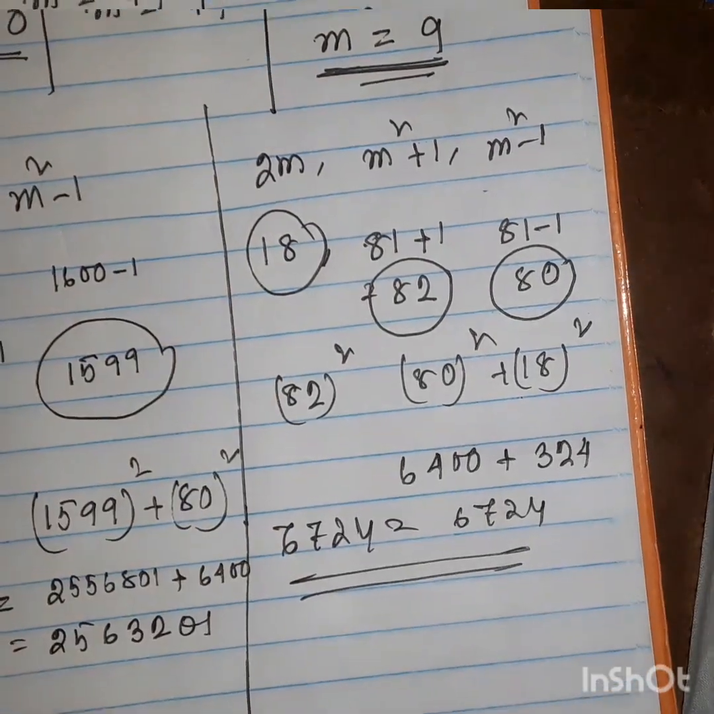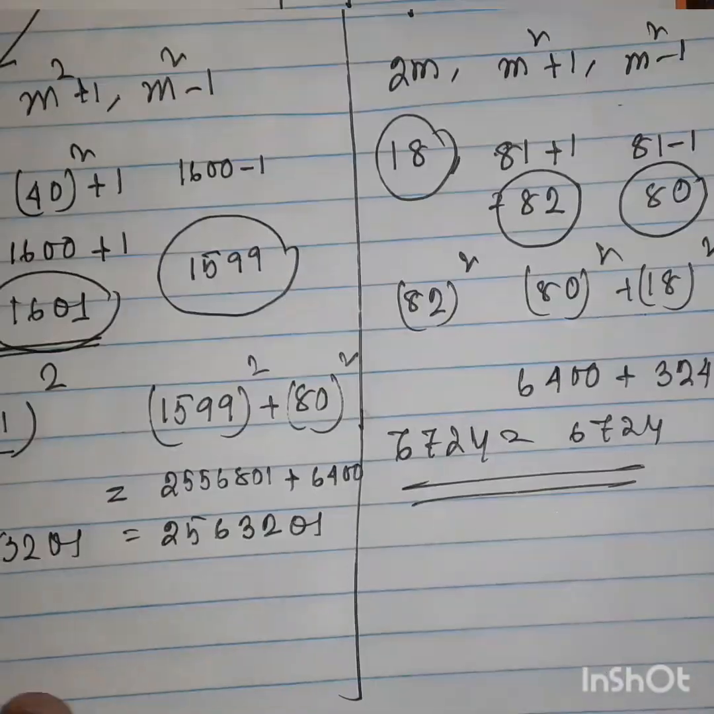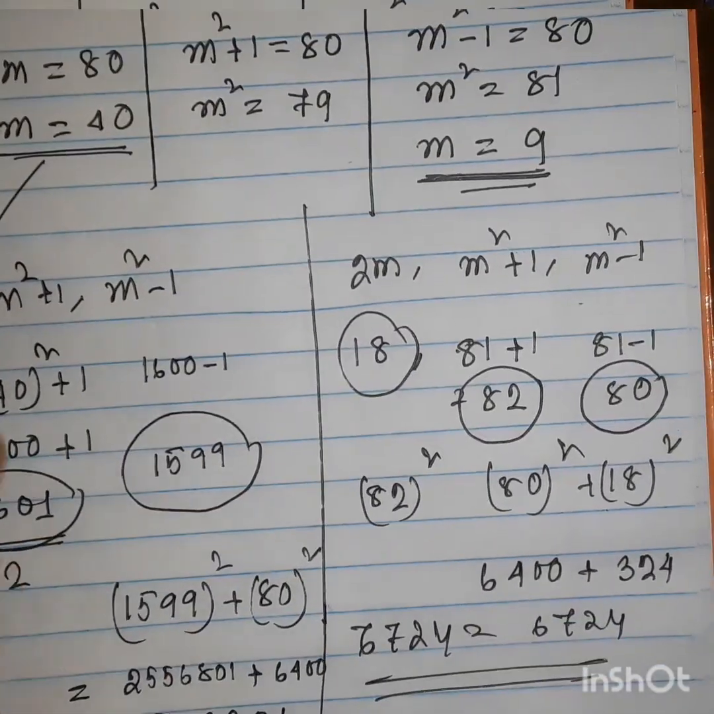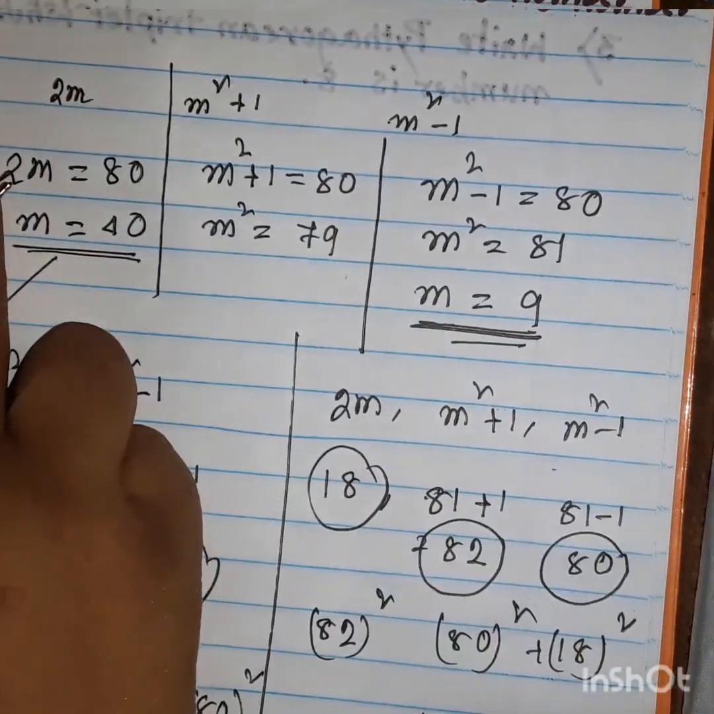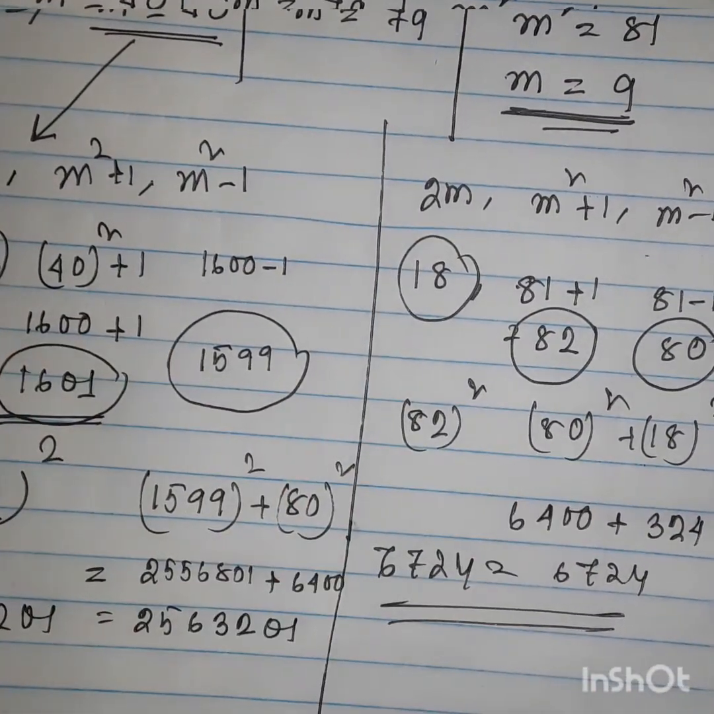Okay. So by putting two different values of m, we will get two different sets of Pythagorean triplets, where one number will be 80. Here one number will be 80 and here also.